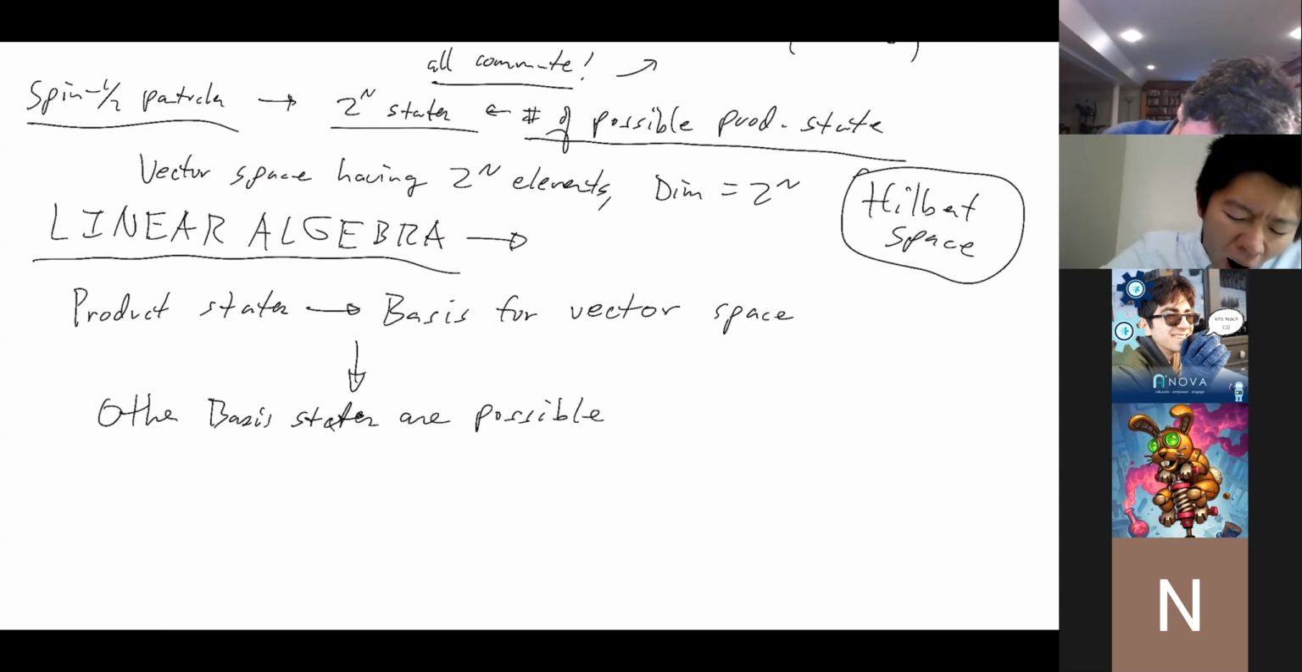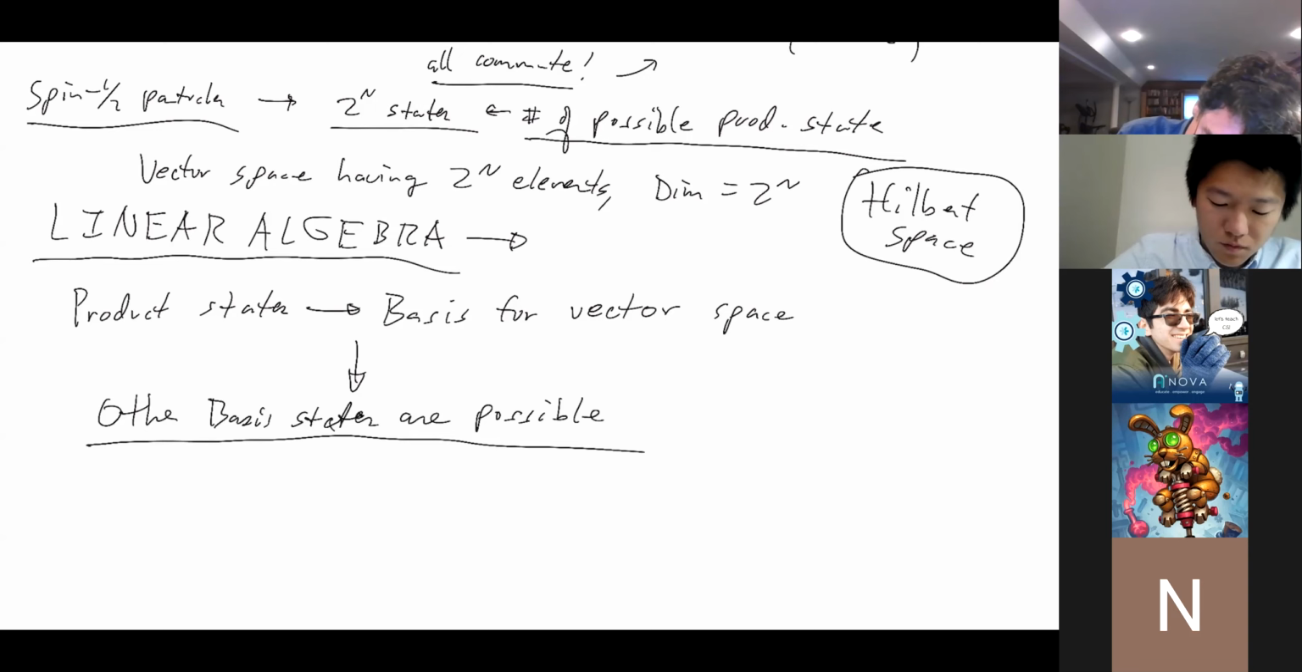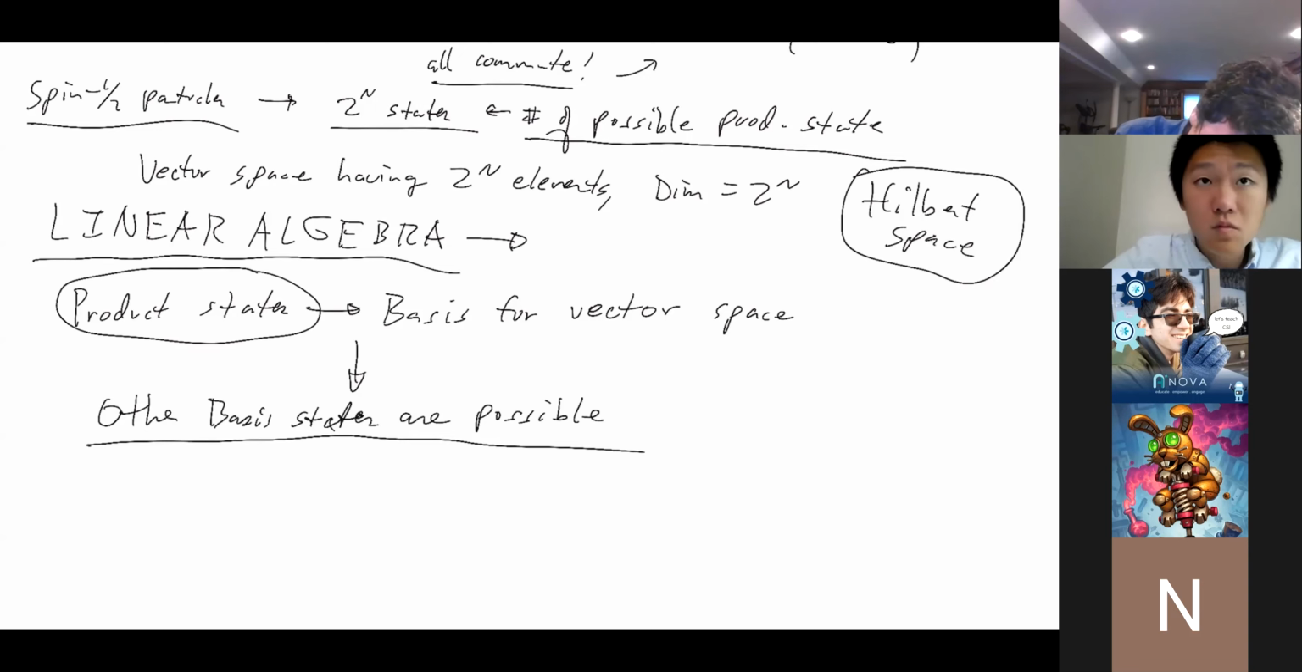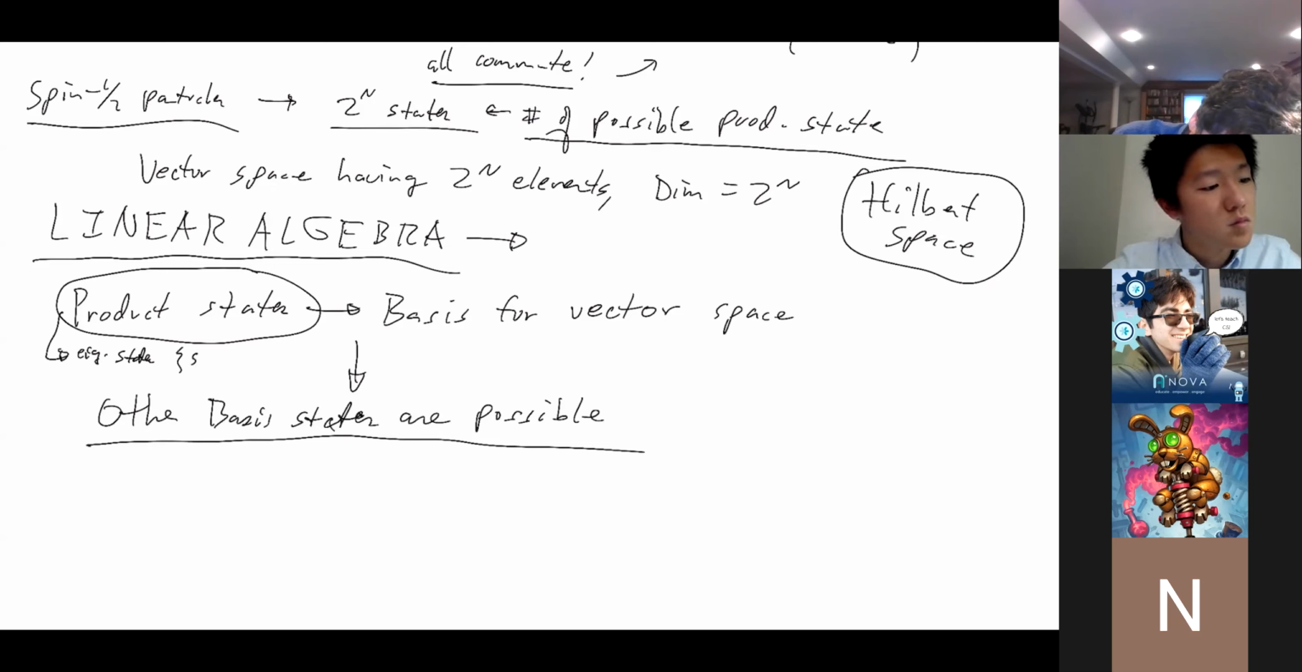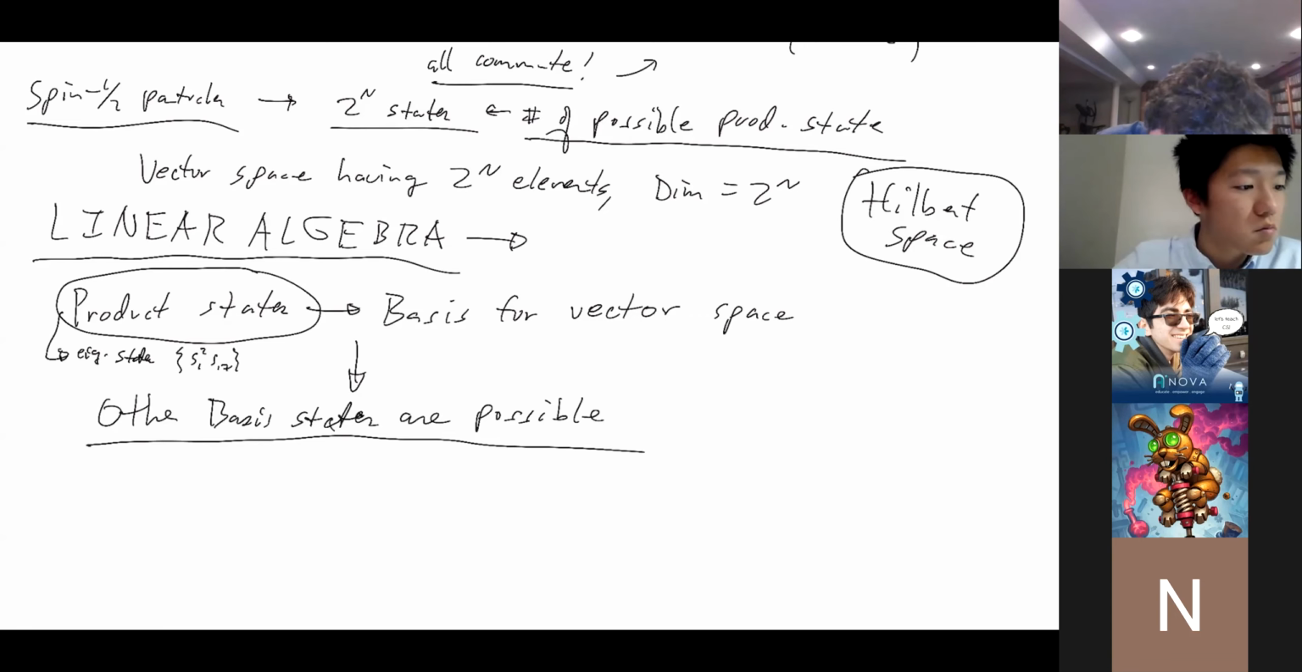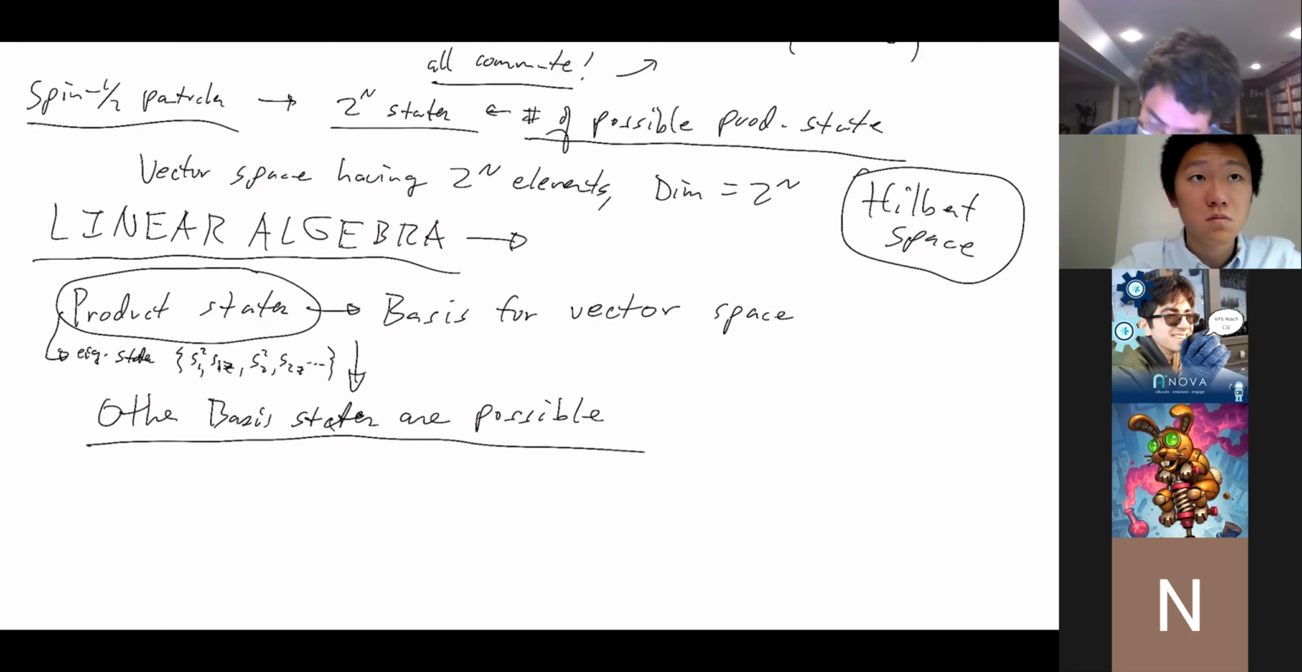And so what we did is, the simplest case is the product states. And the product states are simultaneous eigenstates of these guys, S1 squared, S1z, S2 squared, S2z, etc. So that's what the product states are. They're the simultaneous eigenstates of these operators. But I can create other basis states of spin.